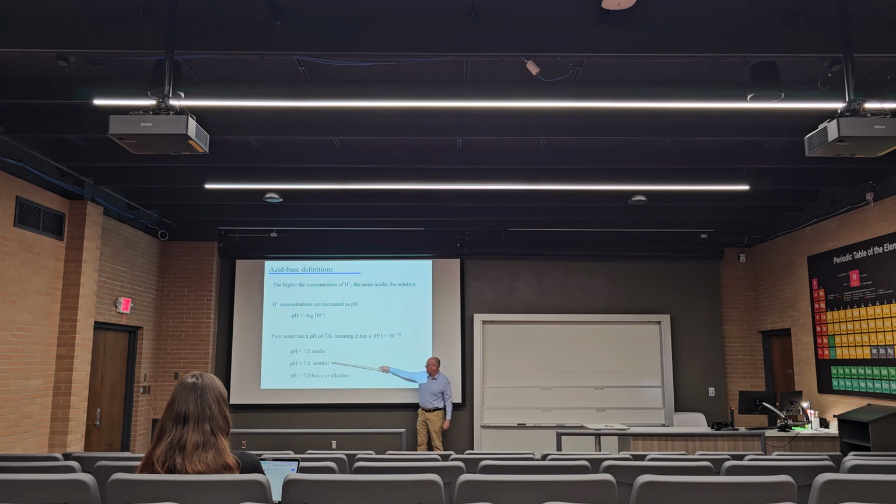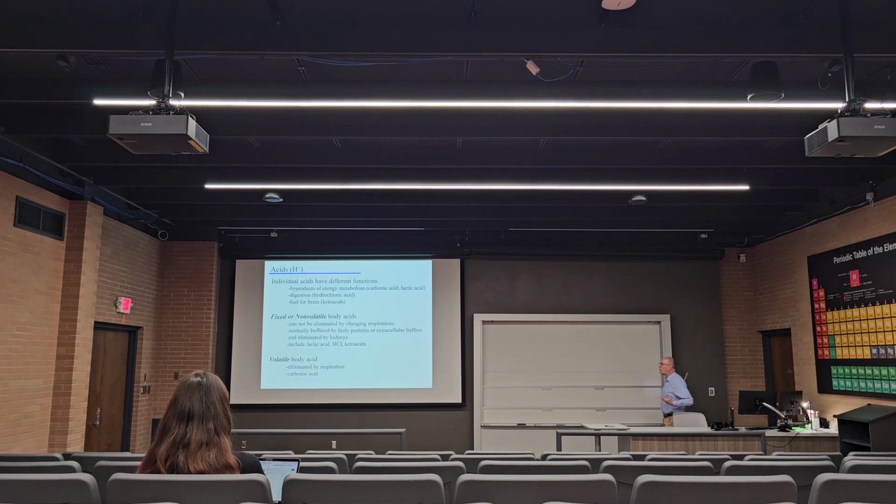Again, anytime you have a pH less than 7, that means you have a high amount of hydrogen ion compared to neutral, which means you are an acid. If you have a pH greater than 7, that means you're a base, and you have a low amount of hydrogen ion compared to neutral. Again, pure water has a pH of 7.0. Blood pH is more like 7.4.